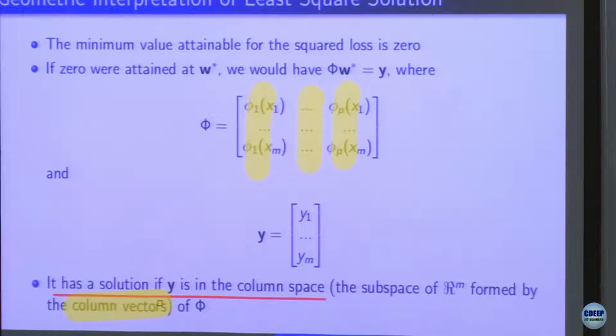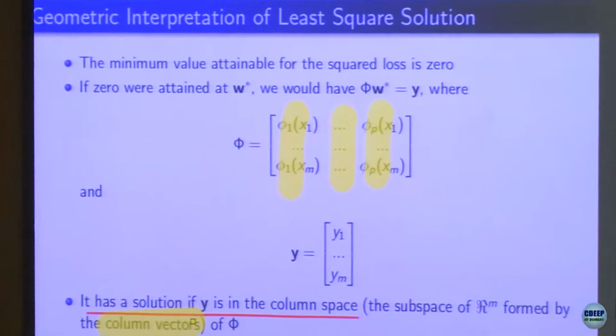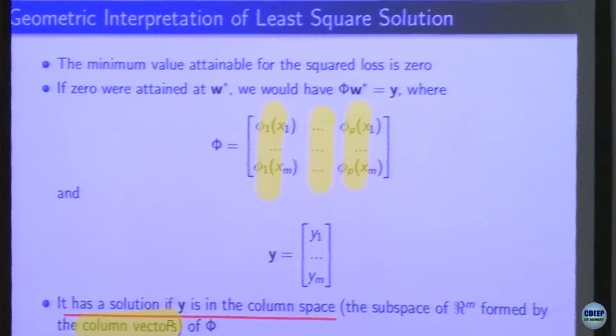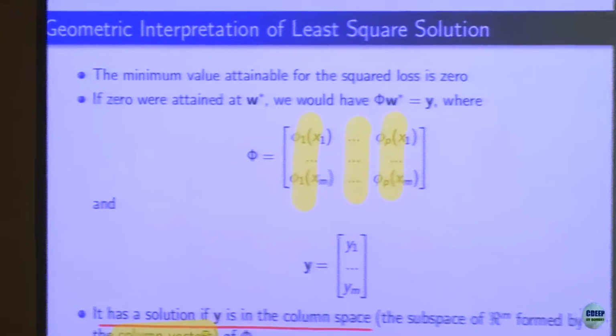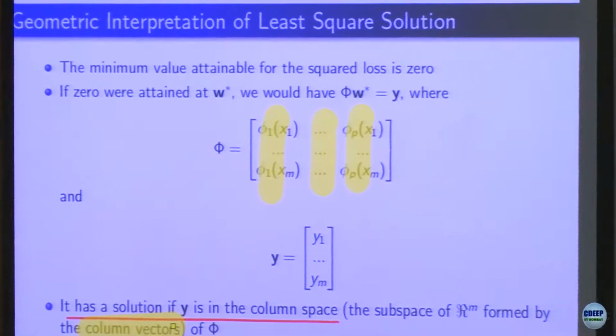So, what do you mean by the column vectors? For those who are familiar, fine, but we are basically referring to these vectors. These are the column vectors. And linear combinations of those column vectors is the column space. So, we are saying that y must belong to the column space of phi if there exists a W star for which the error becomes 0. Is that clear?